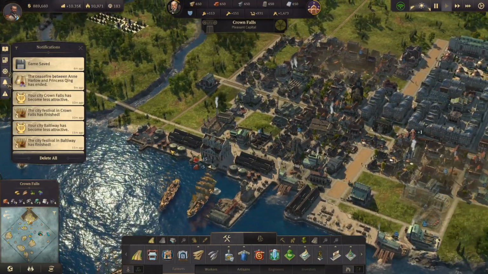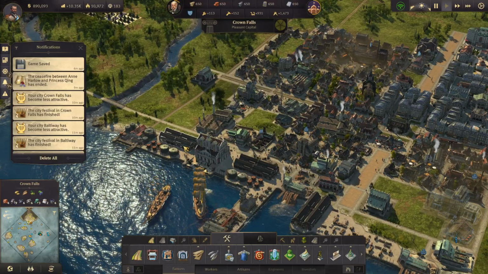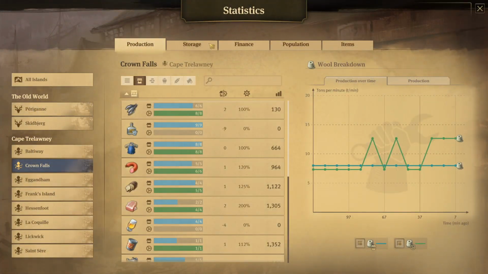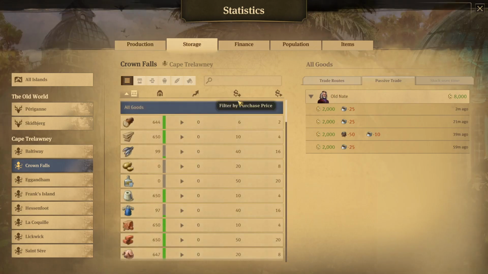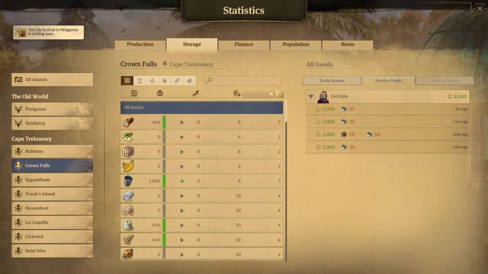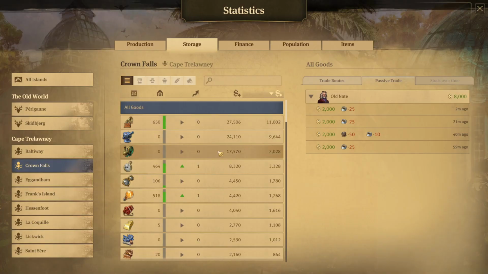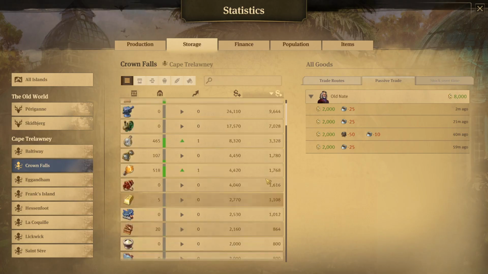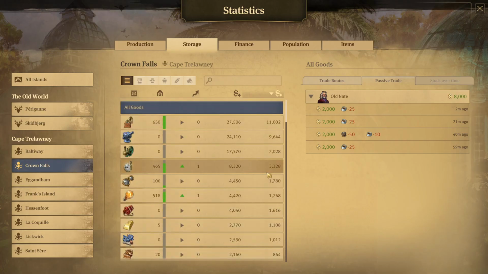Now, how do you know what something is going to sell for? I don't know how much something sells for. Well, it's easy to find. Again, go under your statistics screen, go under storage. It's right here. We can filter by purchase price or sell price. You filter by the sell price, you can see how much everything sells for. Gramophones sell for a whopping 11,000. Advanced weapons, 96.44. Steam motors, 70.20. Pocket watches, 3,300. So this is where you can find out how much something sells for and how much money you're going to get.